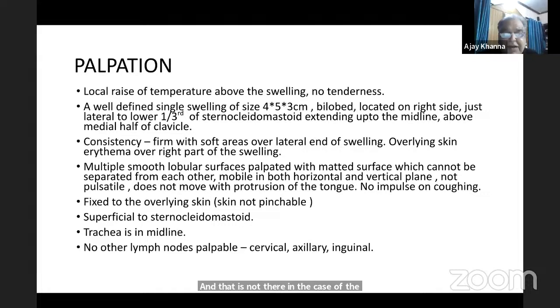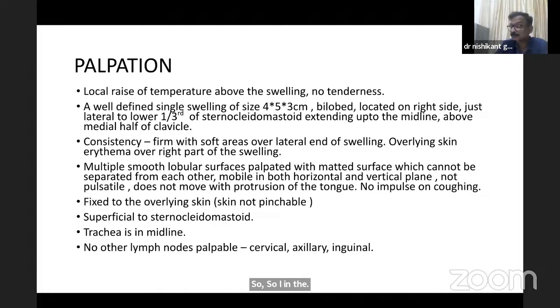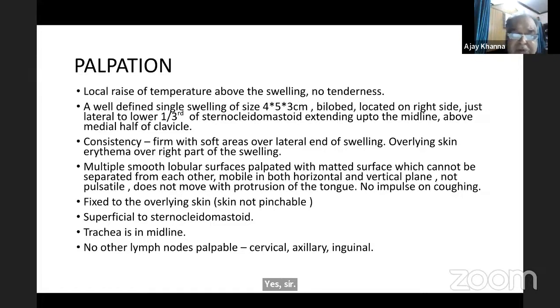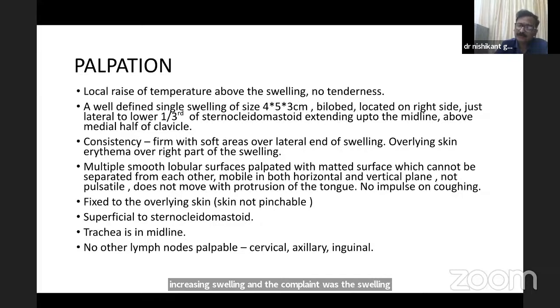Then what further was done? So even after starting the ATT, the patient's swelling was increasing in size, and the patient presented with the swelling. So, sir, IND. Yes, sir. Do you do IND in case of tuberculosis? IND in this case. Sir, because the patient presented with gradually increasing swelling and the complaint was the swelling. So, sir, excision. IND is a treatment of tuberculous abscess.